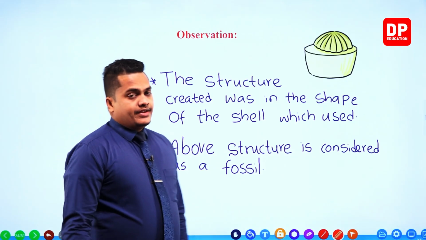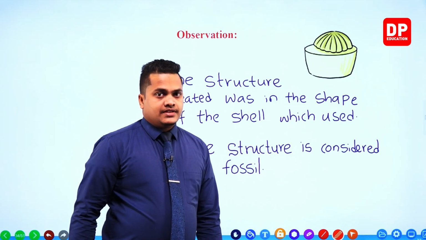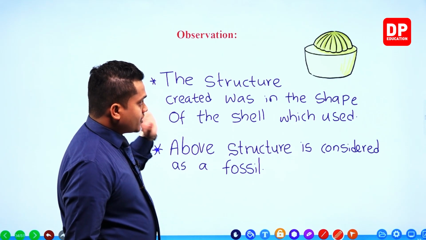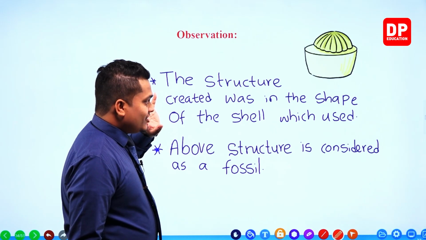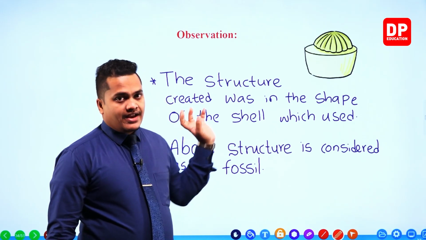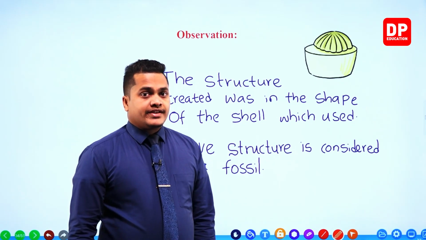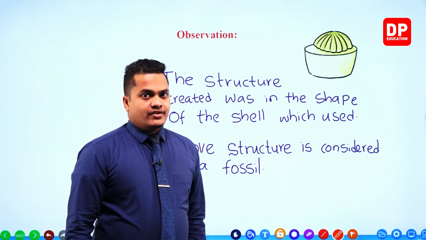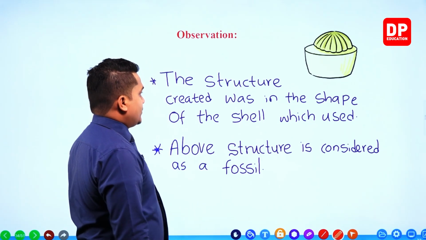So my dear children, this is the way of creating a fossil. We have even observed this within our laboratory. As you can see here, the same structure could be observed, which has the shape of the shell that we have used. So this structure can be given as a fossil, right? So this is the way of creating a fossil, my dear children. Okay.